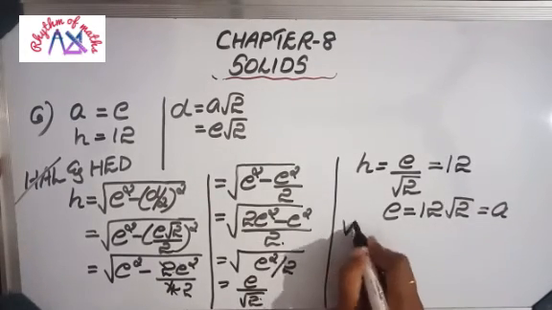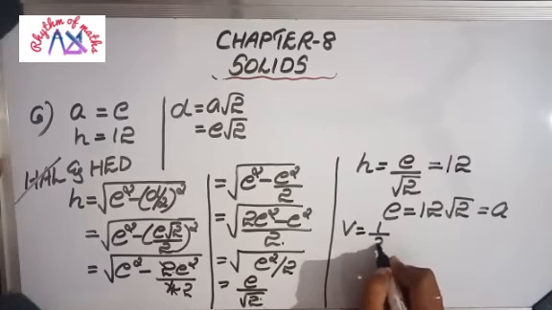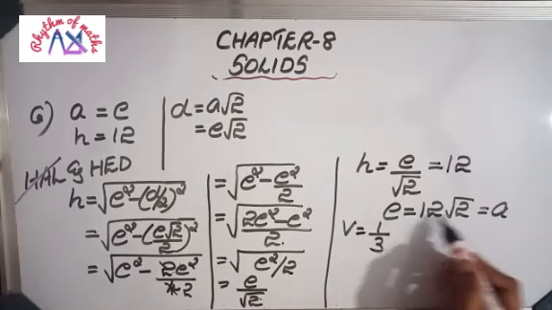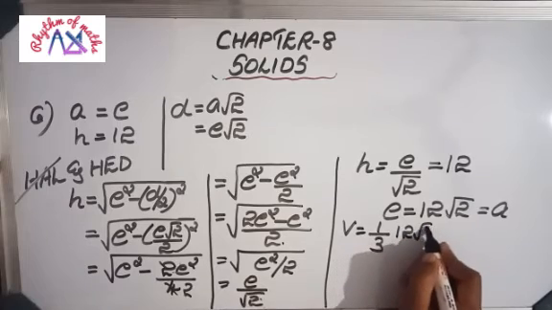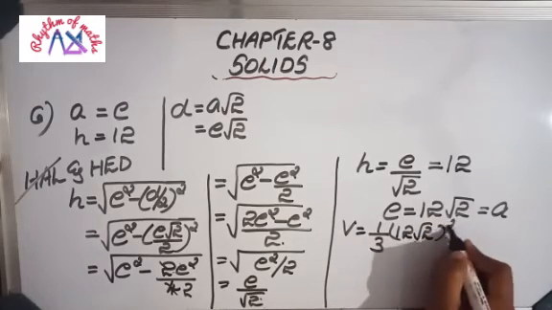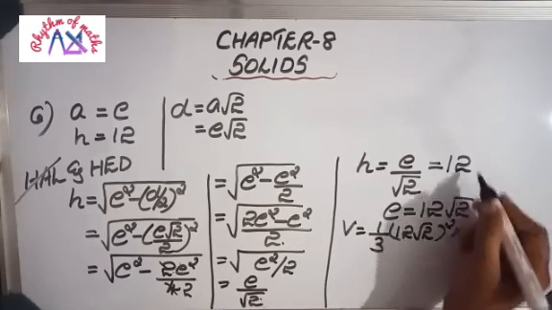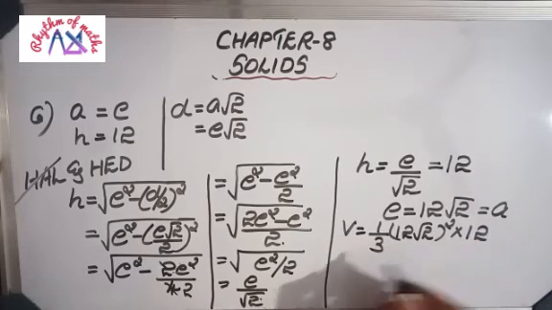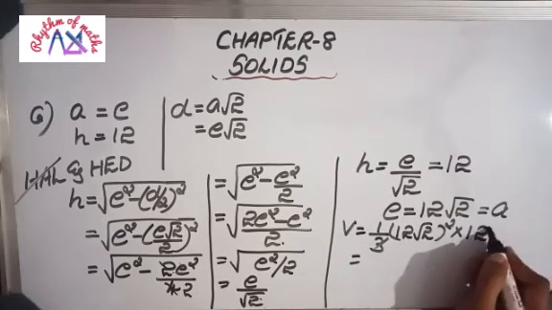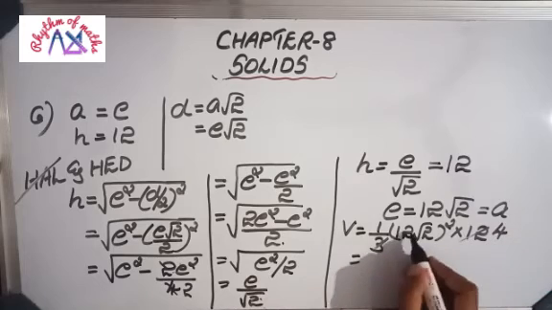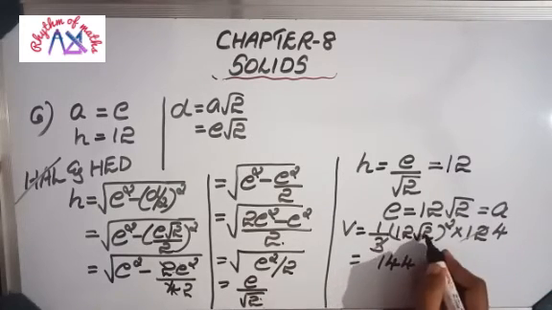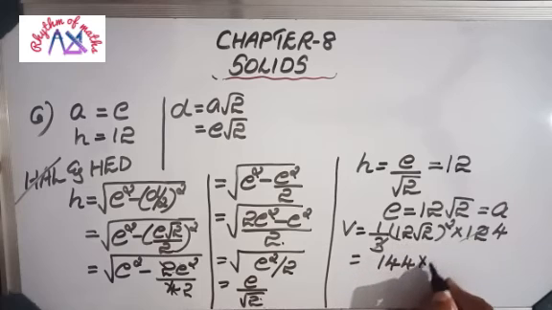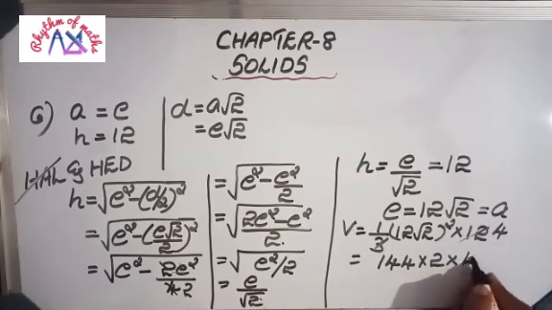Volume. Volume equal to 1 by 3 a square h. A square means, a is what? 12 root 2. So, 12 root 2 whole square into h. H is what? 12. That is already given. Now let's simplify. 3 and 12 we can cancel. Now 12 square is 144. Root 2 square is 2. So 144 into 2 into 4.